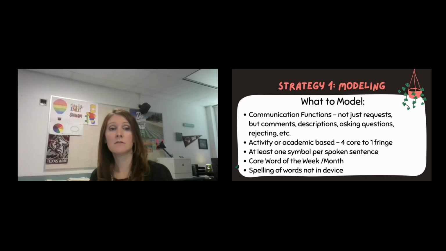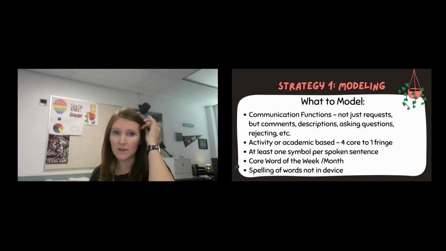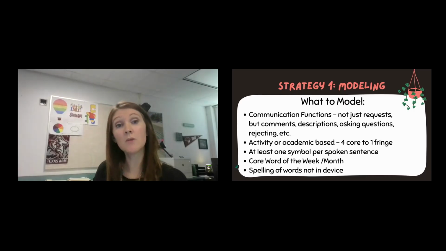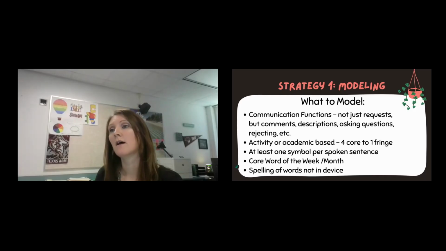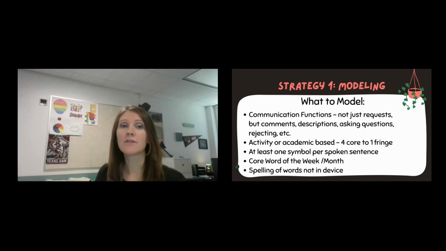You can use the different core words and some of the fringe words to model different communication functions. We tend to be really good about modeling requesting, but that's not the only communication function. Commenting, describing, asking questions, rejecting things, making a joke, telling a secret, telling a story. There are lots of different reasons that we communicate.